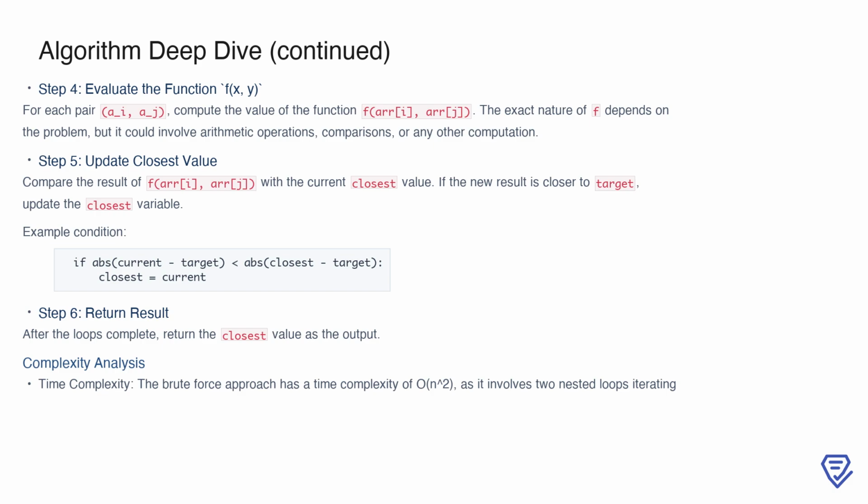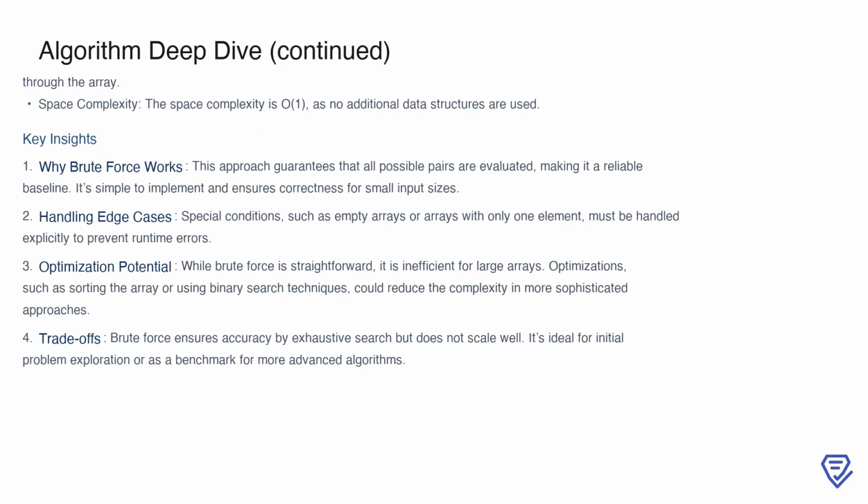This brute force method, while simple and exhaustive, operates with a time complexity of n squared, because of the nested loops. However, it uses minimal space, with a space complexity of 1, since no additional data structures are required beyond storing the closest value. The brute force approach works because it evaluates all possible pairs in the array, guaranteeing that we find the closest value to the target. This makes it a reliable baseline solution.